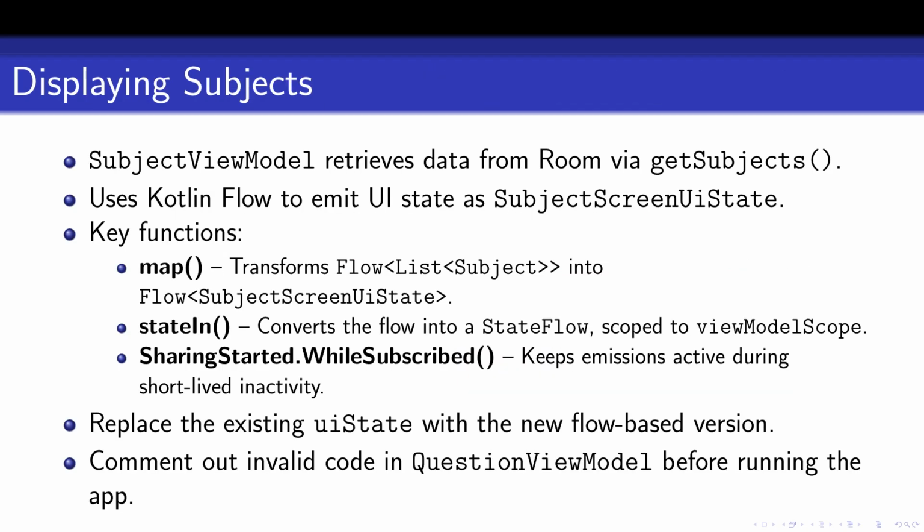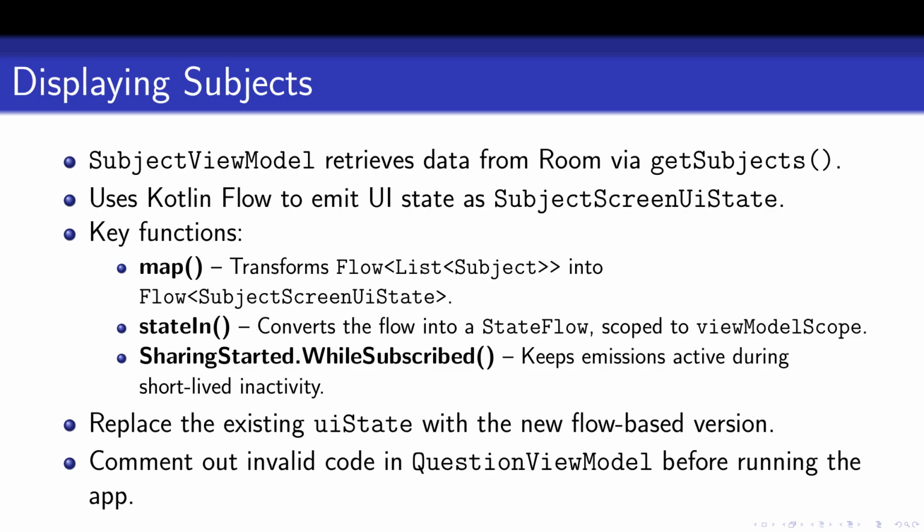Now we're going to take a look at how subjects are displayed in the Study Helper app. The SubjectViewModel uses Kotlin Flows to retrieve data from the Room database and emit it as a SubjectScreenUiState. To make this work, the map function is used to convert a list of subjects into a UI state object. Then, stateIn turns the flow into a StateFlow scoped to the ViewModel scope, using SharingStarted.WhileSubscribed to conserve resources during brief periods of inactivity.